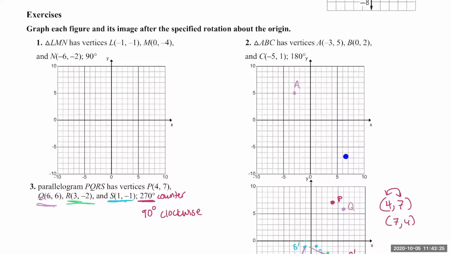Does it matter? Yes or no, you guys? Does it matter which direction you go in? If it's 180 degrees, does it matter clockwise or counterclockwise? No, right? We're going to end up in the third quadrant regardless. So if I think of 180 degrees as two 90-degree rotations, let's practice just the 90-degree rotation of A. It doesn't matter what direction, so let's go ahead and go clockwise.